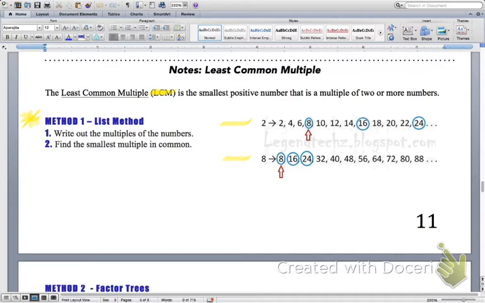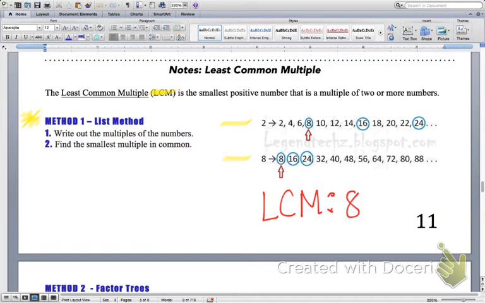So we can see that our common multiples would be 8, 16, and 24 just based on this list alone. Again, if we extended our list of 2, we would have more common multiples. But the least common multiple would be just picking the smallest one. So in this case, my LCM would be 8. 16 and 24 are just regular common multiples, but I want the smallest one. So that's how we work with the list method. Just make a list and look for that common multiple.